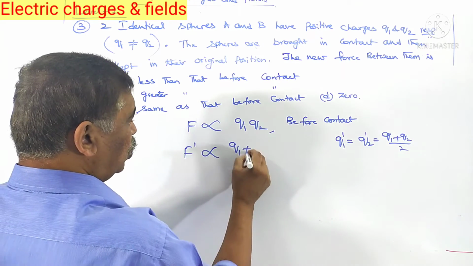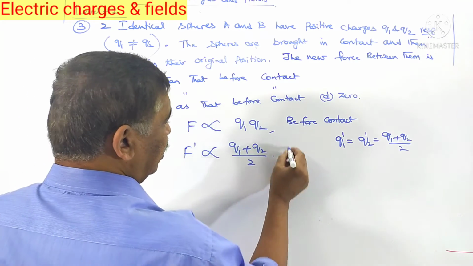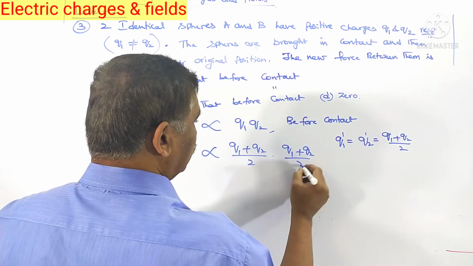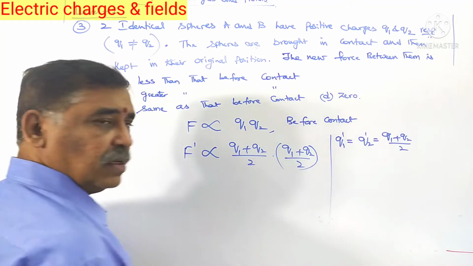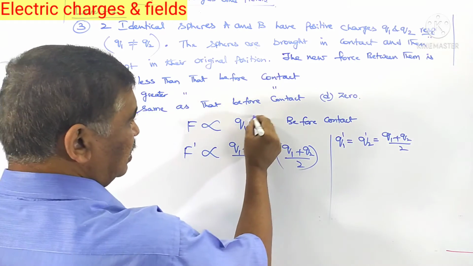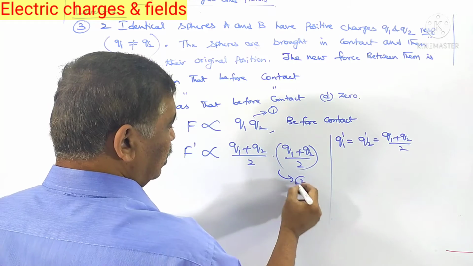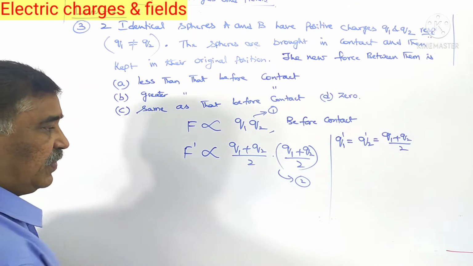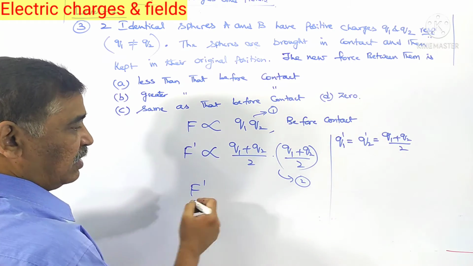Proportional to (Q1 + Q2)/2 into (Q1 + Q2)/2. This is what we have. Now we have two equations. So this is equation 1, this is equation 2. Which is greater? That we have to analyze. I will take F dash only and simplify it.